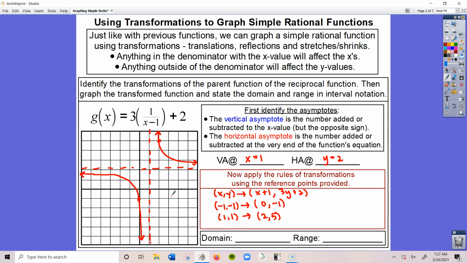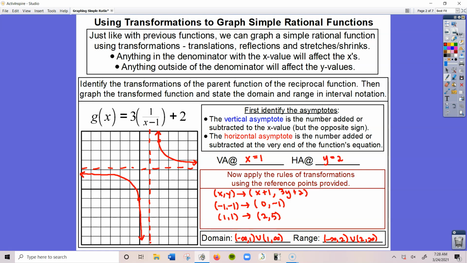Now, when we're writing the domain you're going to hear me say "is restricted." A restriction is anything that affects your domain so that it's not -infinity to infinity. My domain is restricted by the vertical asymptote, since that is my excluded value. So my domain would be all the numbers except for x is equal to 1. So we would write -infinity to 1, union 1 to infinity. Now the range is restricted by the horizontal asymptote. So it's all the y values except for 2. So we would write the range as -infinity to 2, union 2 to infinity.